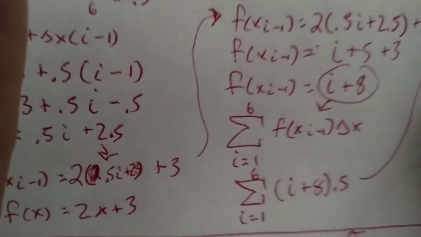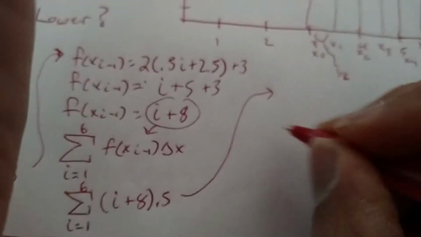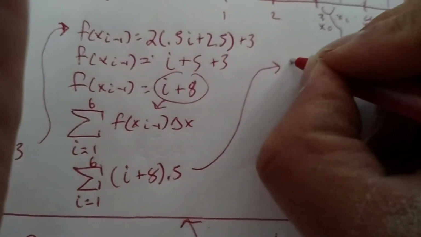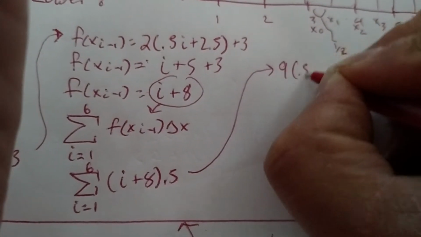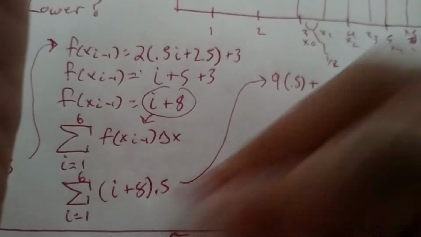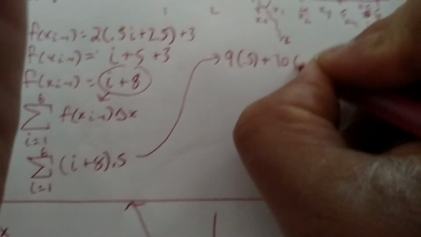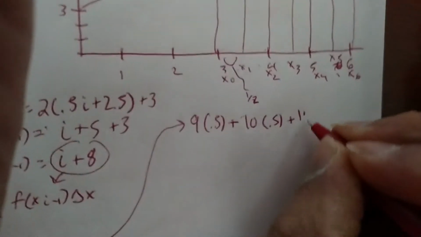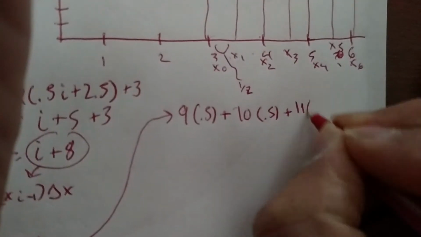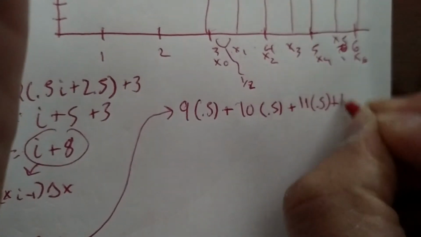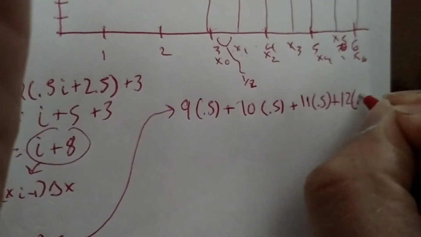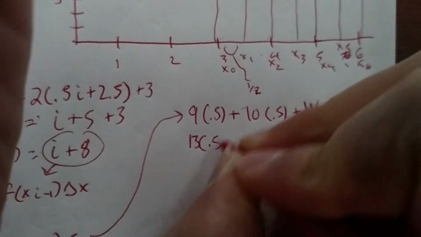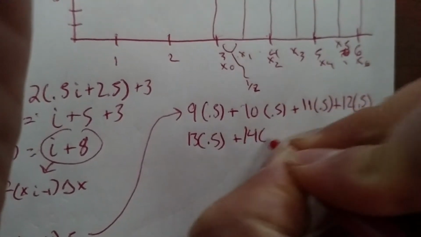I'm going to do a little arrow and I'm just going to start adding. I'm plugging in 1 here, so I'll get 9 times 0.5. Plus 2, 10 times 0.5. Plus 3, 11 times 0.5. 4, 12 times 0.5. 5, 13 times 0.5, and 6, 14 times 0.5.